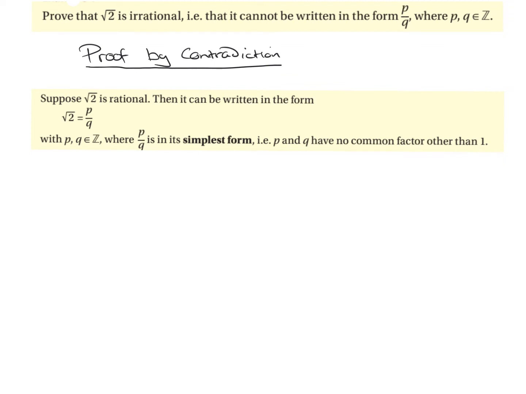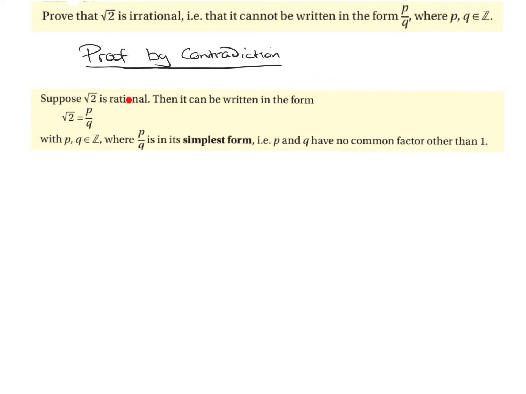Hi guys, in this video we're going to prove that root 2 is irrational, and that basically means that we cannot write it in the form of p over q where p and q are integers. We're going to use a method called proof by contradiction. We're going to assume that root 2 is rational, and then the whole idea of proof by contradiction is that we are then going to disprove this.